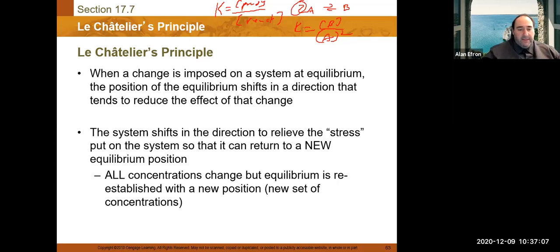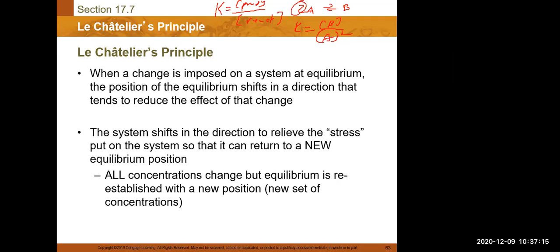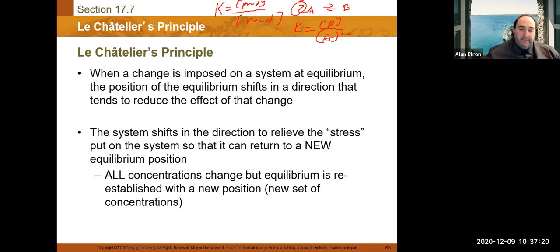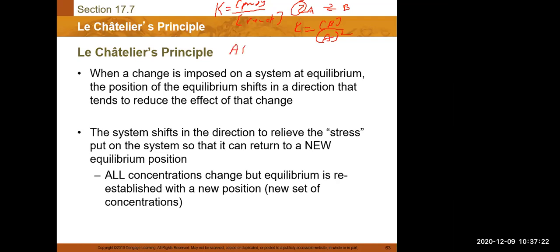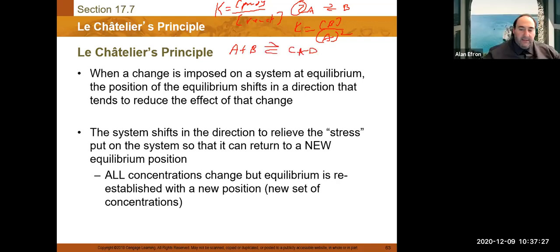So one of the last main topics here is what's known as Le Chatelier's principle, and I think this is where we left off. The idea of Le Chatelier's principle is very simple. You have a reaction that is at equilibrium, so you have A plus B goes to C plus D. You do something to it that essentially disrupts the equilibrium. That is sometimes referred to as adding a stress to the system.